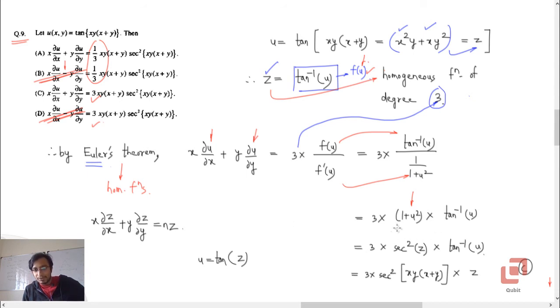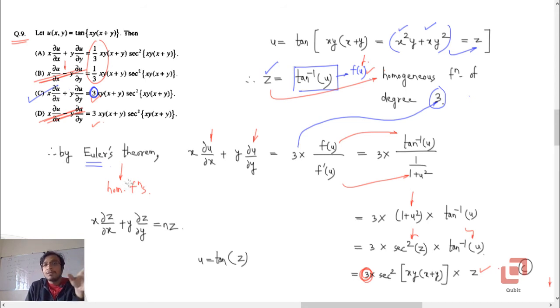Of course it will be. So 1 plus tan squared z is sec squared z, and tan inverse of u you have to keep as it is, which is z itself, isn't it? But what is z? z is x squared y plus xy squared. And again we have got this as sec squared(xy) into (x plus y). Everything is present which is there in the options except for this number 3. Because we have 1 upon 3 in option A, we will select option C, which has 3 there. So option C.